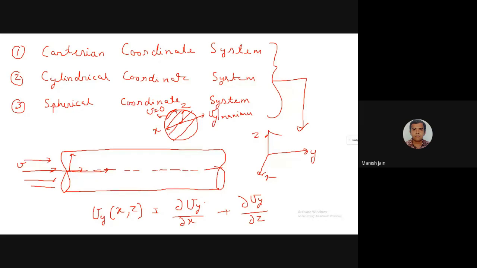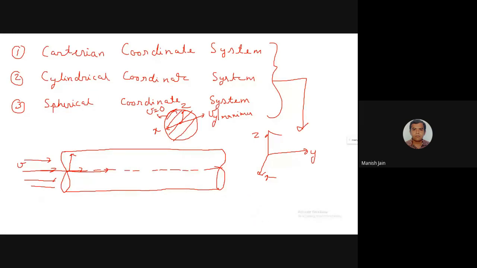When you have a second order partial differential equation, you cannot solve it easily. That requires very high computational power. The mathematical problem becomes very difficult. Now, in the same problem, if you assume the cylindrical coordinate system, and you put the coordinate system accordingly.